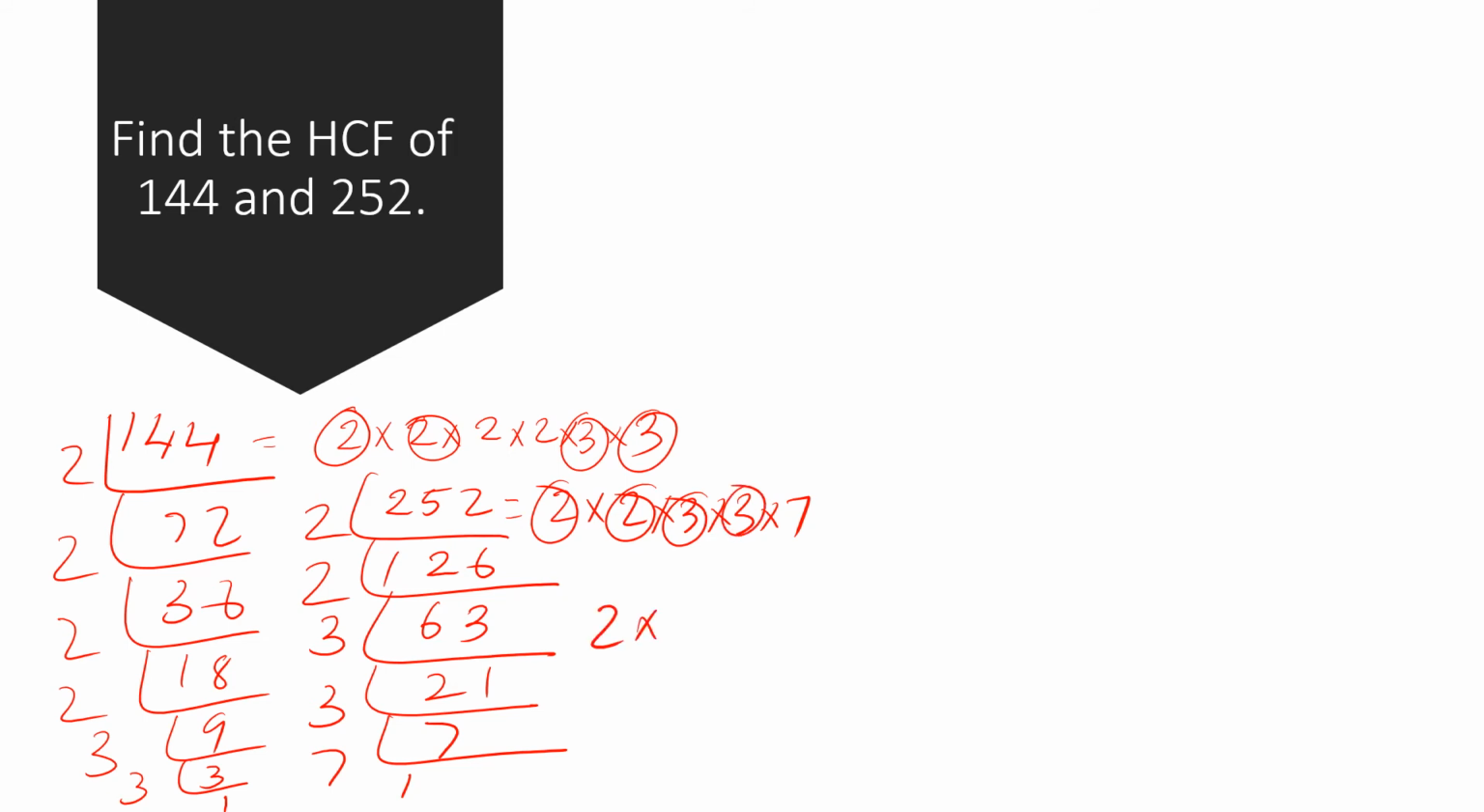That means 2 into 2 into 3 into 3, which means 36 is the HCF according to our technique of prime factorization. What is this division method? We have to divide. How does the division method work?